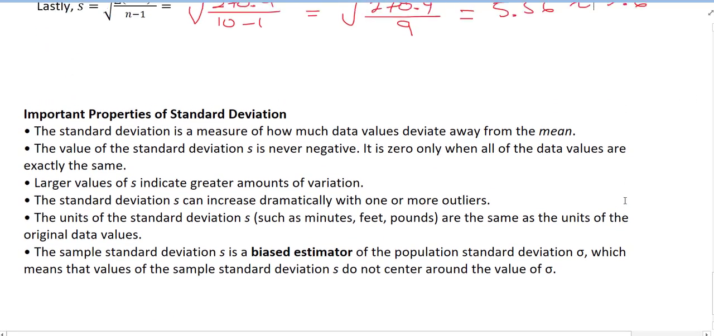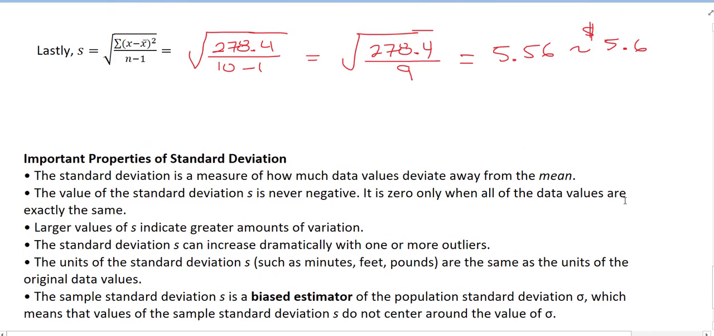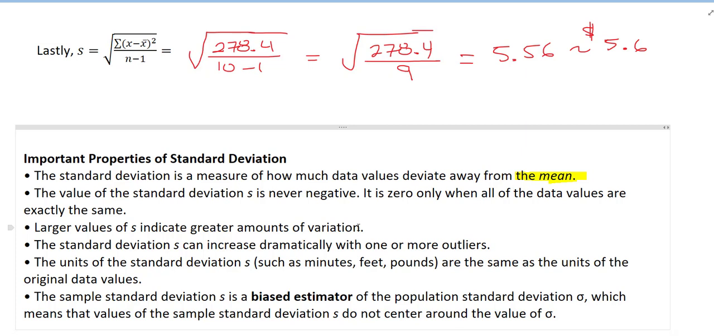So some important properties of standard deviation are that standard deviation is a measure of how much data values deviate away from the mean. And so that's really important, not away from each other, but away from the mean. The value of the standard deviation is never negative, right? We're squaring the deviation and then taking the square root, so it's never negative. It's a fancy way of doing the absolute value. Larger values of the standard deviation indicate greater amounts of variation. So the bigger the standard deviation, the more your data varies. The smaller the standard deviation, the less variation there is, right?